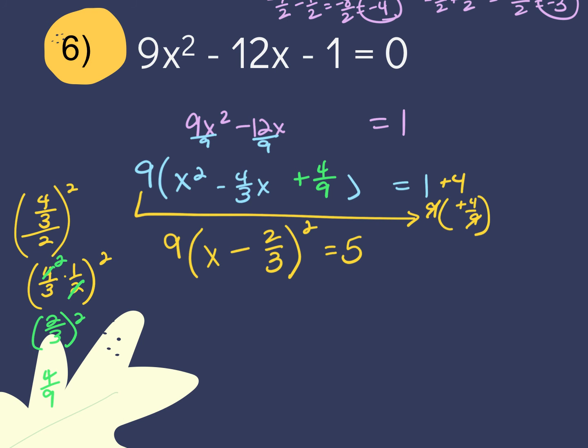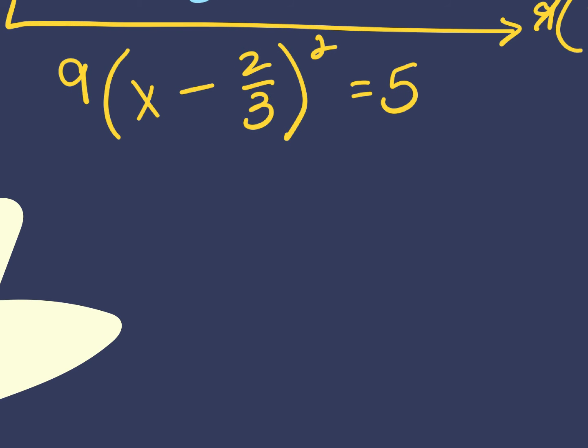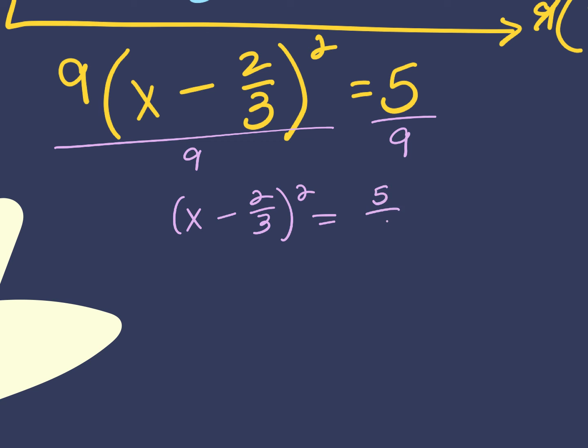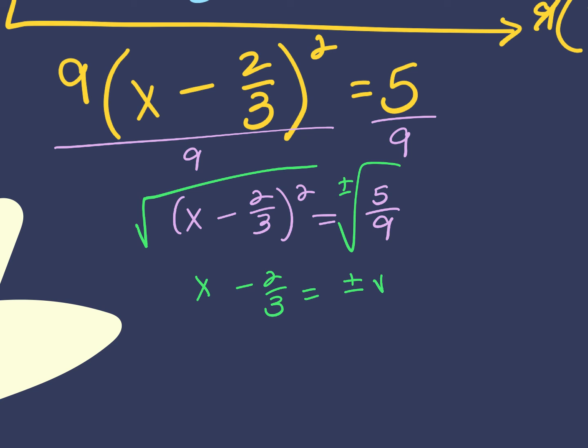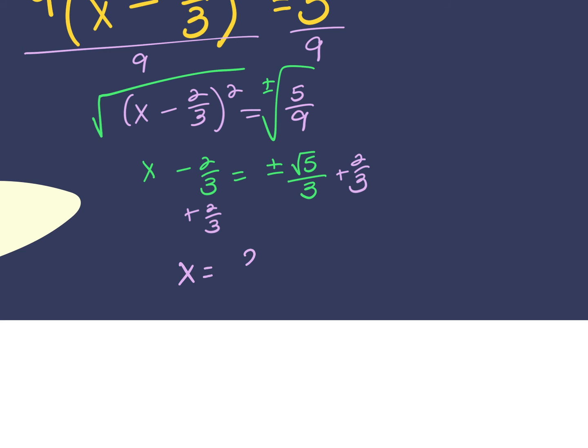All right, now I got to solve it, right? What would you do first? Divide both sides by 9. x minus 2/3 squared equals 5/9. Then, first square root, right? Square root both sides, putting the plus and minus here. I get plus and minus. Square root 5 is going to stay as square root 5, but the square root of 9 is 3. Add the 2/3. And I get x equals 2 plus or minus root 5 over 3, or plus and minus root 5 plus 2 over 3.